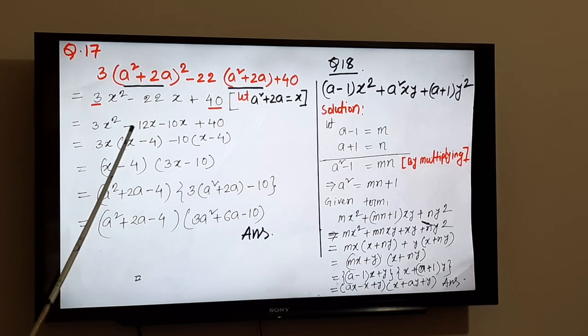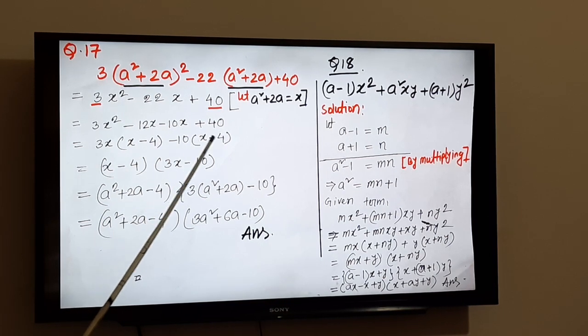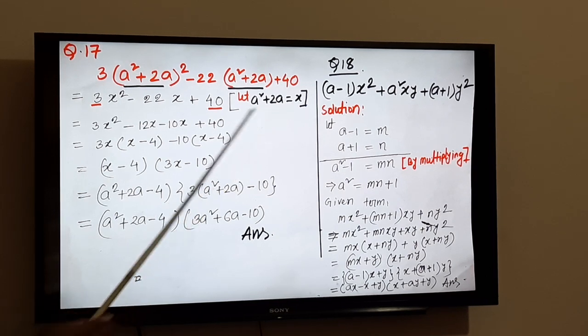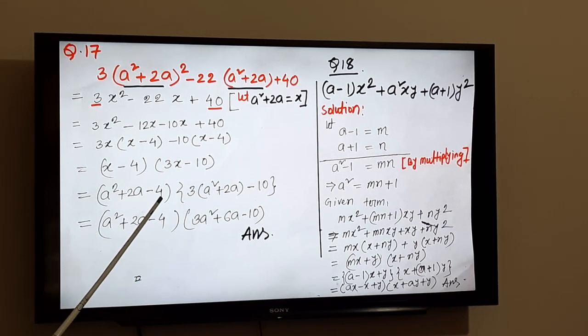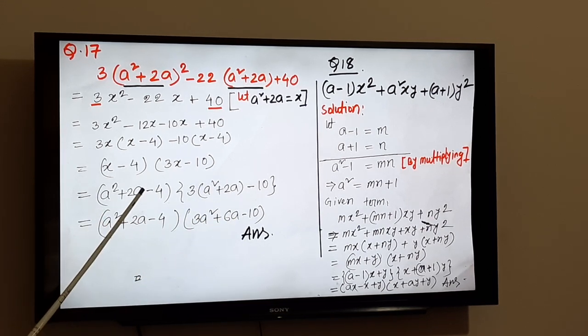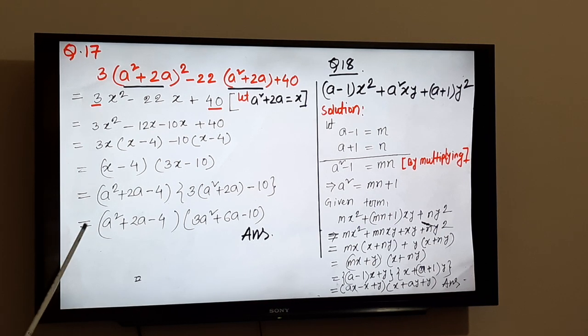Just 3x common, then x − 4. And common minus 10, then x − 4. So (x − 4)(3x − 10). But x is not our variable in this expression. So x is equal to a² + 2a − 4, and a² + 2a − 10; this term does not change, and this term becomes 3a² + 6a − 10. This is our answer of question number 17. This question is very important for your exam.